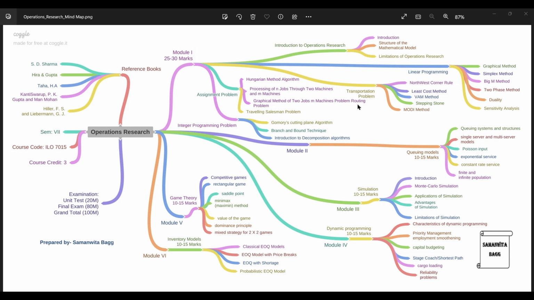The next topic in module 1 is the transportation problem. These can be solved by using methods like Northwest Corner Rule, Least Cost Method, VAM Method, or Stepping Stone Method. And there is the MODI method which is used for optimizing the solution. So one problem on this topic can also be expected.